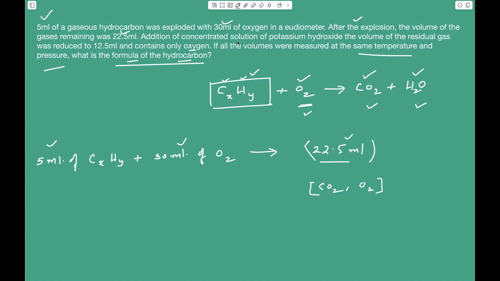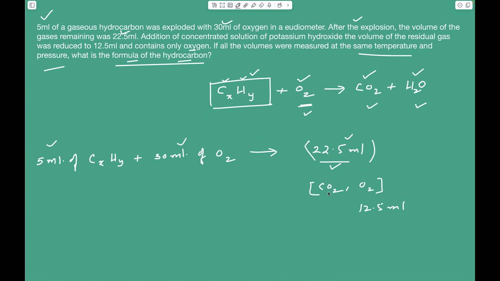Now, addition of this concentrated solution of potassium hydroxide reduced the volume of the residual gas to 12.5 ml. You need to know the fact that concentrated solution of potassium hydroxide absorbs carbon dioxide. So when this solution is added, all the carbon dioxide present in this residual gas was absorbed, and the leftover is only oxygen, and it has a volume of 12.5 ml. Then what will be the volume of the carbon dioxide produced during the reaction?